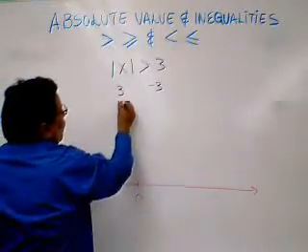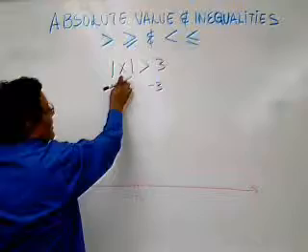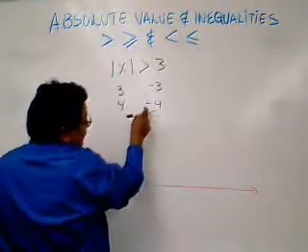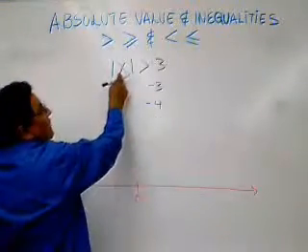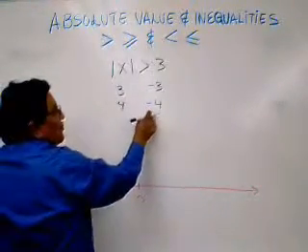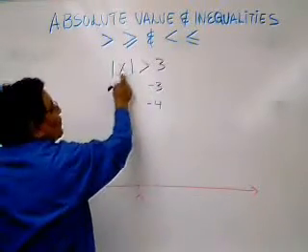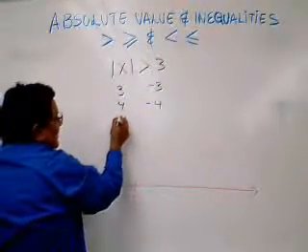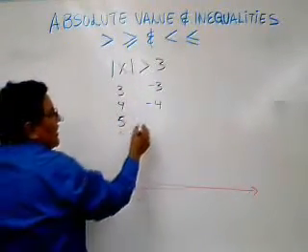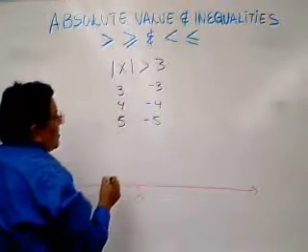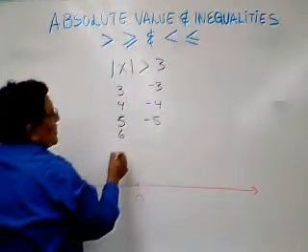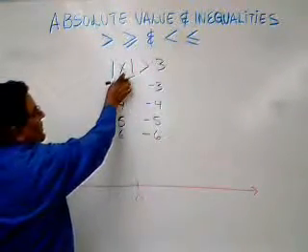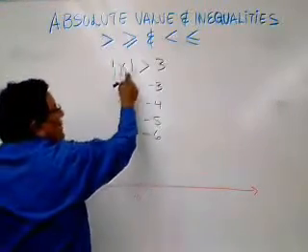Greater than 3 will be 4. The absolute value of 4 is 4, and it is greater than 3. Also, we can say the absolute value of x equal to negative 4: the absolute value of negative 4 is 4, therefore it is greater than 3. And we can keep listing. 5 will work, and also negative 5 will work. 6 will work, and also negative 6 will work, because the absolute value of negative 6 is 6, which is greater than 3.